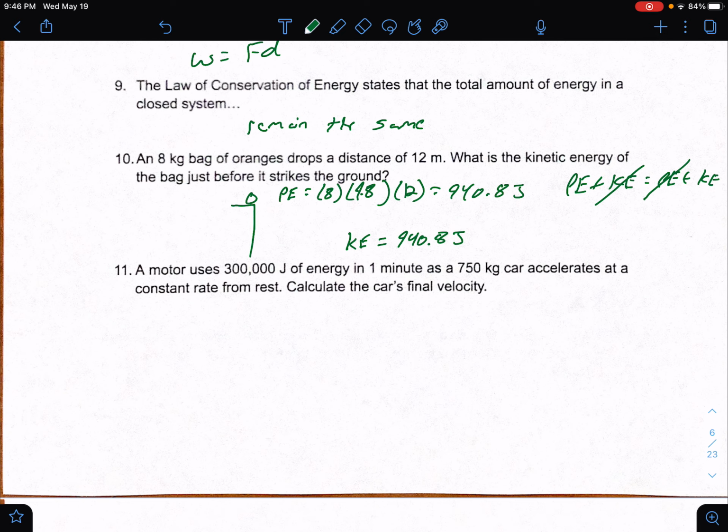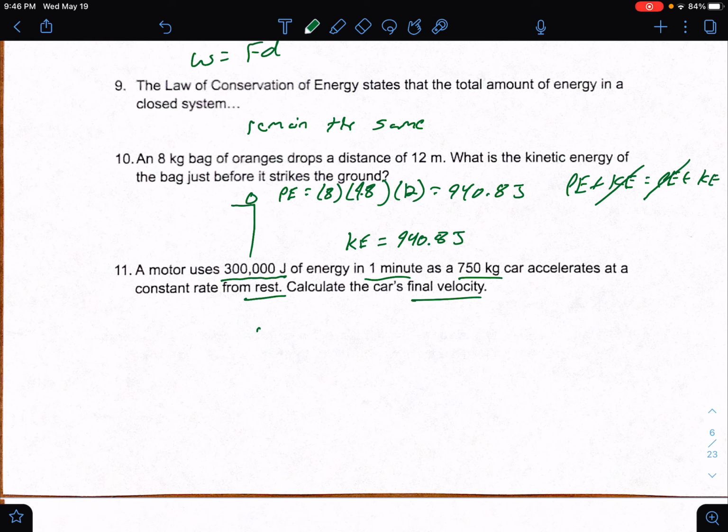Number 11, a motor uses 300,000 joules of energy in 1 minute as a 750 kilogram car accelerates at constant rate from rest. Calculate its final velocity. Okay, so this is going to be work right here. Time, which I'm going to convert to seconds in a second. Okay, I have a mass, and then I'm accelerating from rest, so I have a v initial, which would be 0, and I'm looking for final velocity.